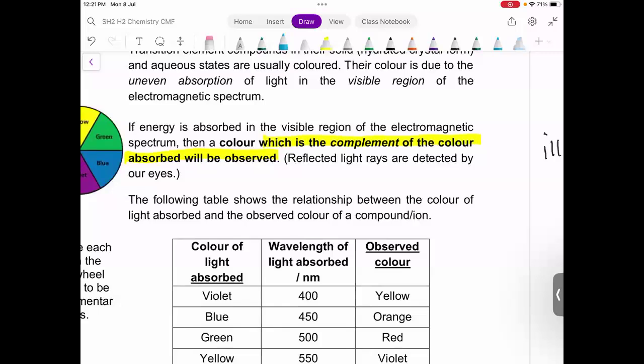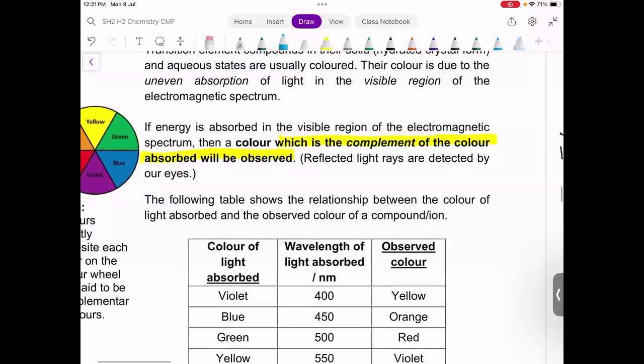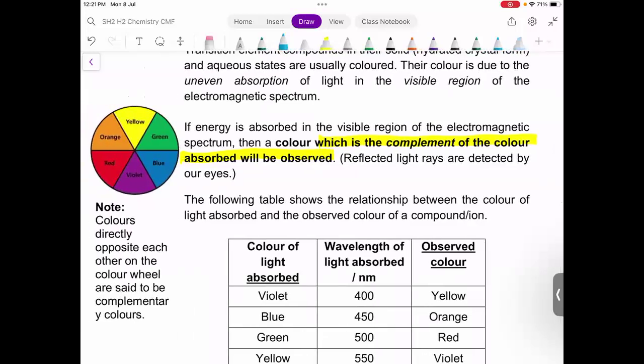Okay, so can you help me highlight this? And when I say complementary, it is most often generally the opposite wavelength.